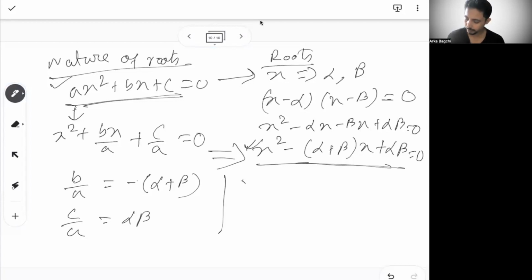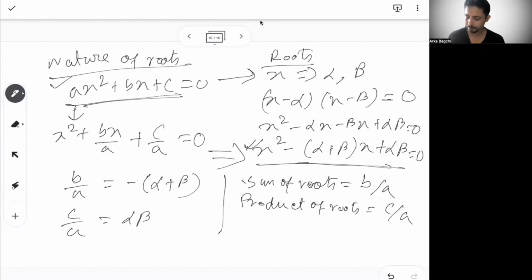So we can write sum of roots is equal to b by a, and product of roots is equal to c by a. So if you have ax square plus bx plus c equal to 0, this is a very, very important understanding.